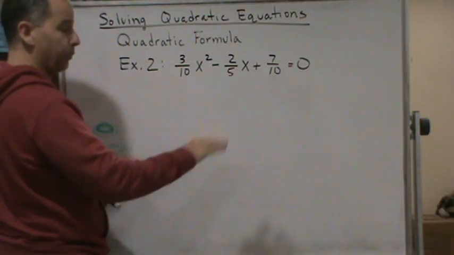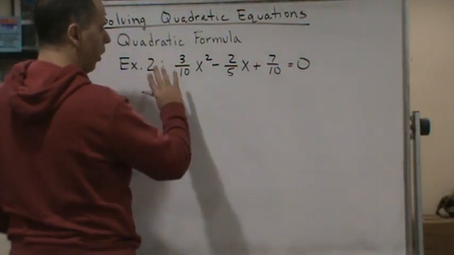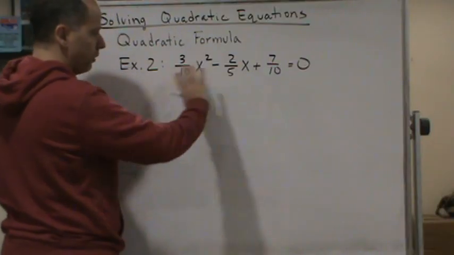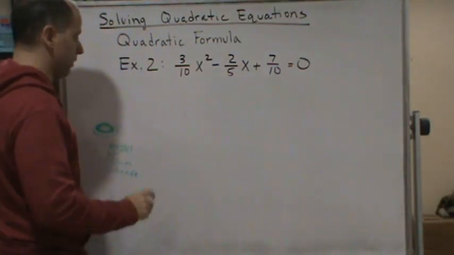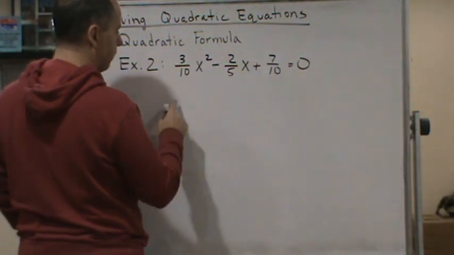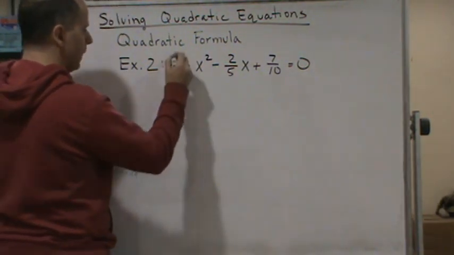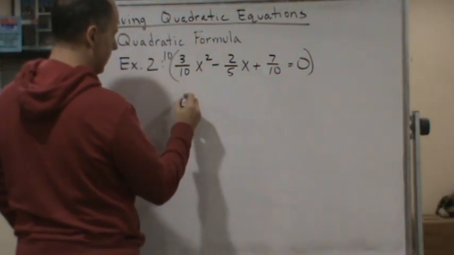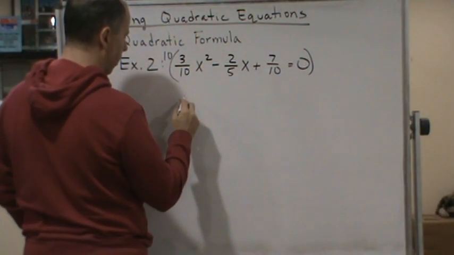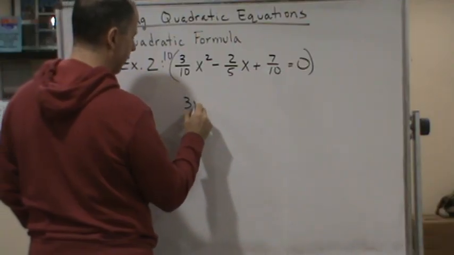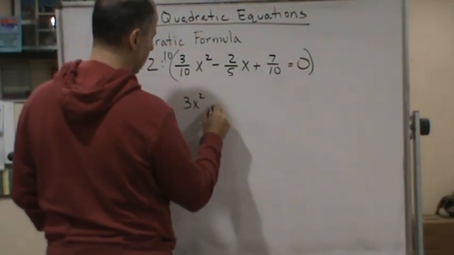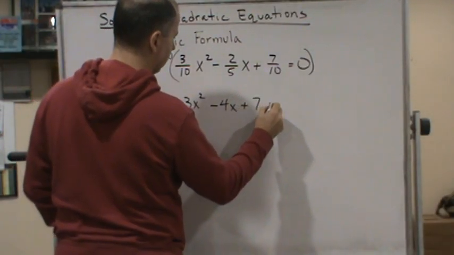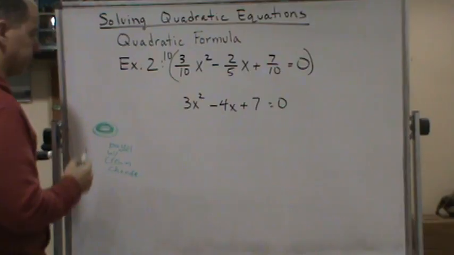So we'll still end up with a quadratic equation, but with whole number or integer values for the coefficients. So the least common divisor here is going to be 10. So if we multiply everything by 10, then what happens is the denominators go away. We end up with 3x squared minus 4x plus 7 is equal to 0.